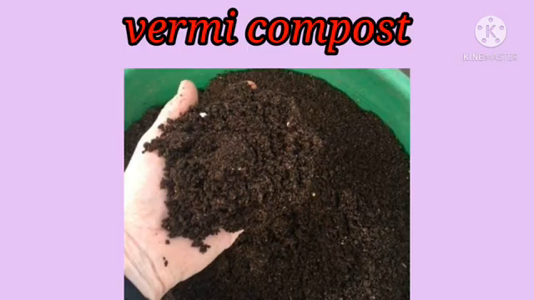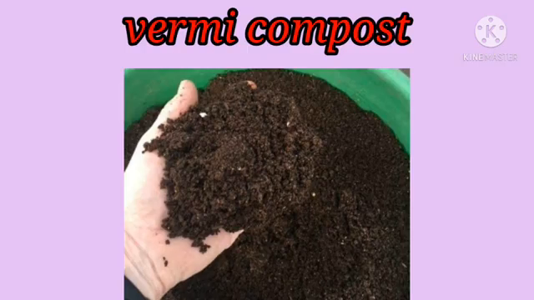After a period of 60 days, what happens? The waste is completely transformed into nutrient-rich materials that are excreted by earthworms, known as worm castings. These castings are harvested and used as organic manure. Have you got it, everyone? Clear? So next we can see the advantages of vermicompost.